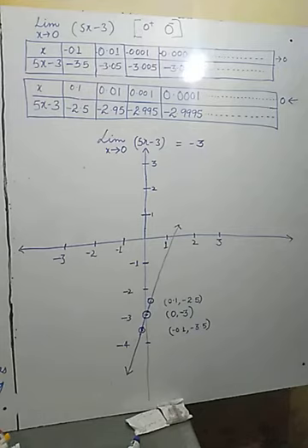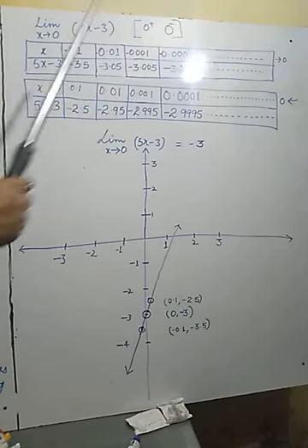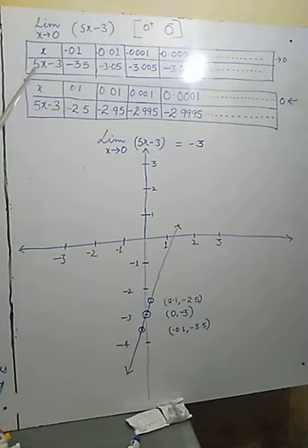Two columns will be there. One column will be of x and the second will be the value of the function, the limiting value. See the value of x and the value of f(x). Here it is the value of x and here it is f(x). In the first row we note down different values of x, and in the second row we express different values of the function.